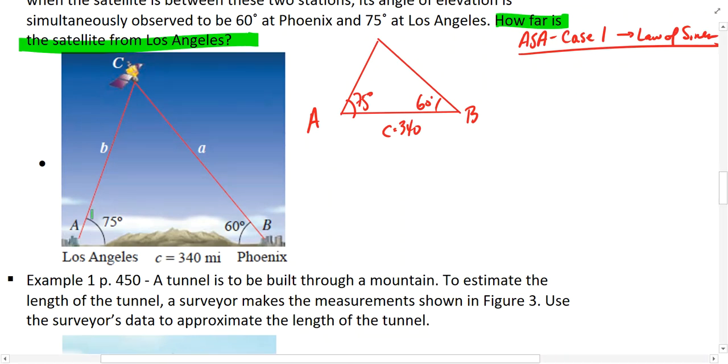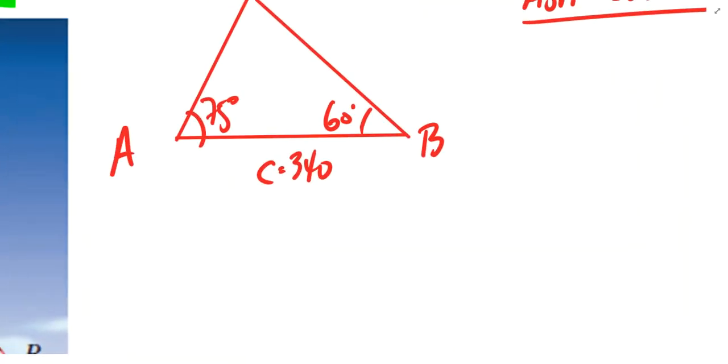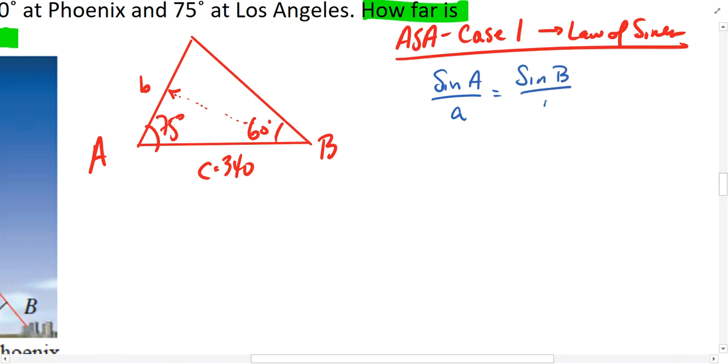So when we're talking about the satellite and its distance from Los Angeles, we are talking about the side length along this diagonal of the triangle. Now, you can see in the provided image, as well as in this diagram, the side length that we're searching for is side length B. So the law of sines says something like this: sine of angle A divided by side length A is equivalent to sine of angle B divided by side length B, which is equal to sine of angle C divided by side length C.